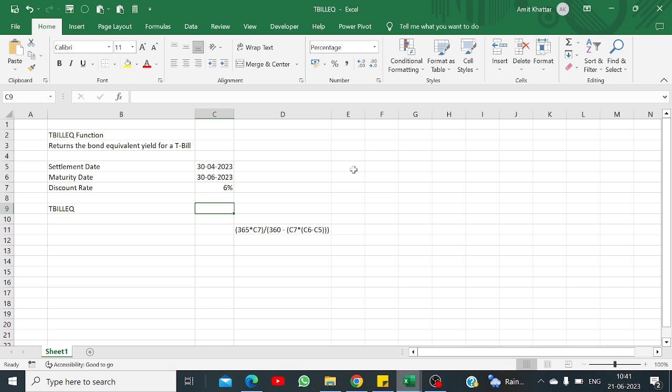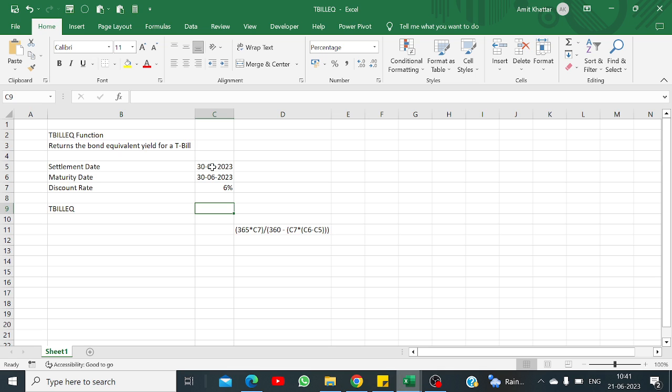So if we want to compare the returns, or the yield, we get from a T-bill with, let's say, a long-term bond, then we need to use the T-bill equivalent function. The parameters that we need are settlement date, maturity date, and discount rate. The settlement date is the date at which payout happens to the investor of the bond. The maturity date is the date or timeline by which the bond expires. And we have the discount rate.